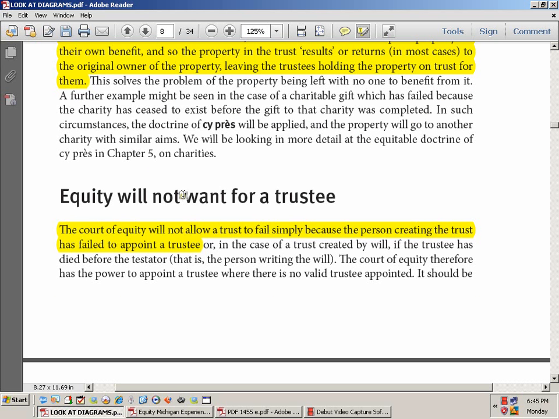Equity will not want for a trustee. The court of equity will not allow a trust to fail simply because a person creating a trust has failed to appoint a trustee. Right? So somehow we created a trust. How do you create a trust? You sign a piece of paper and give them the legal title. The trust has been created. It hasn't been executed yet. It's an unexecuted use. Nobody on their side has signed it to send it back to you.